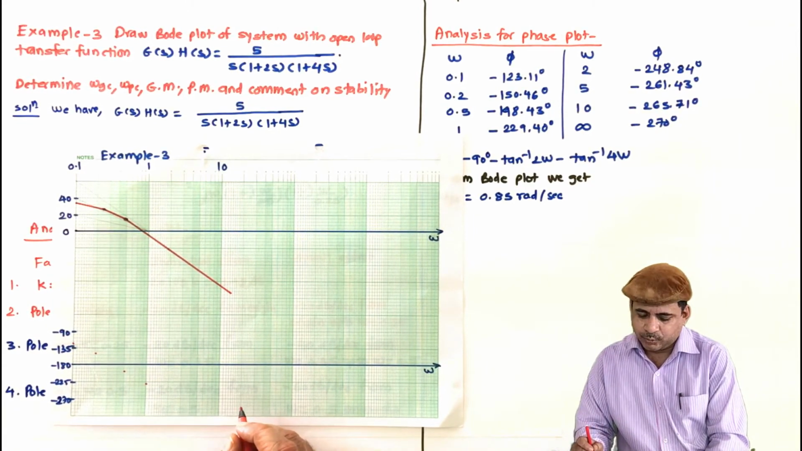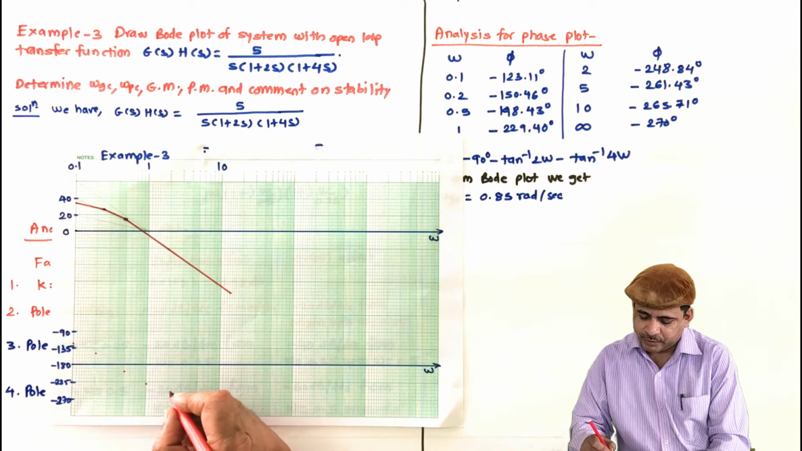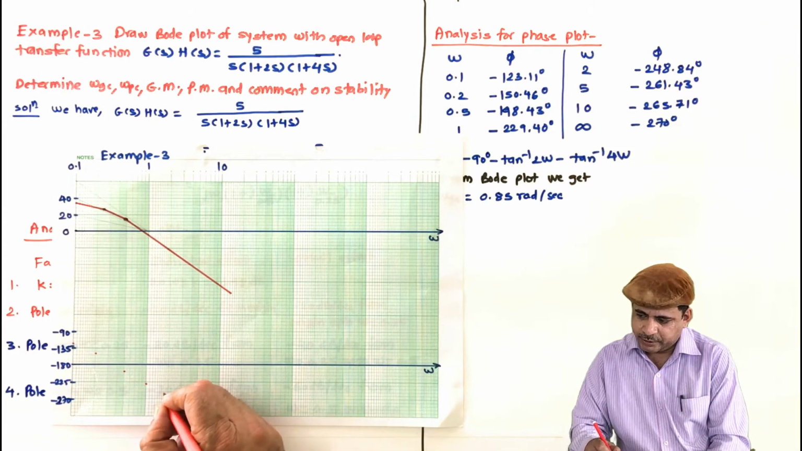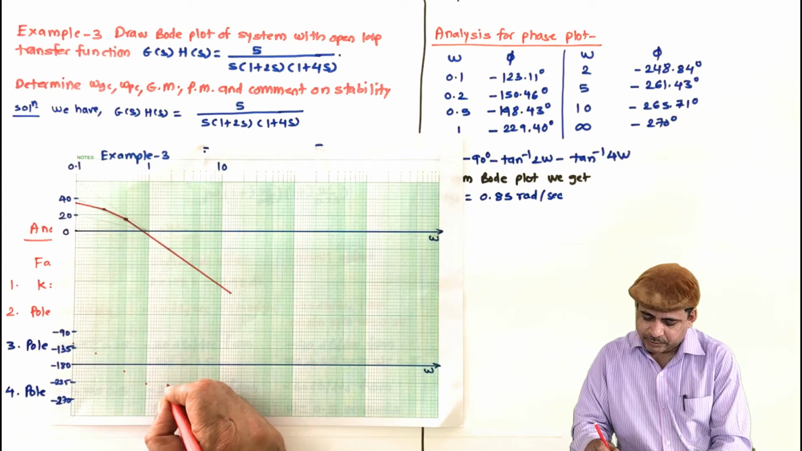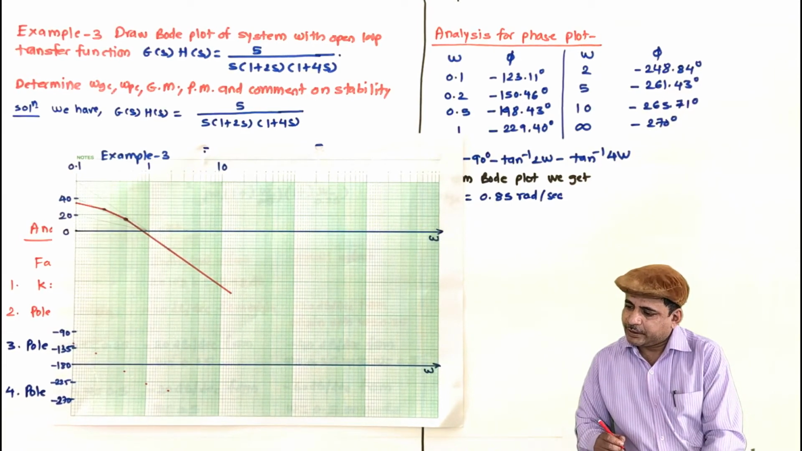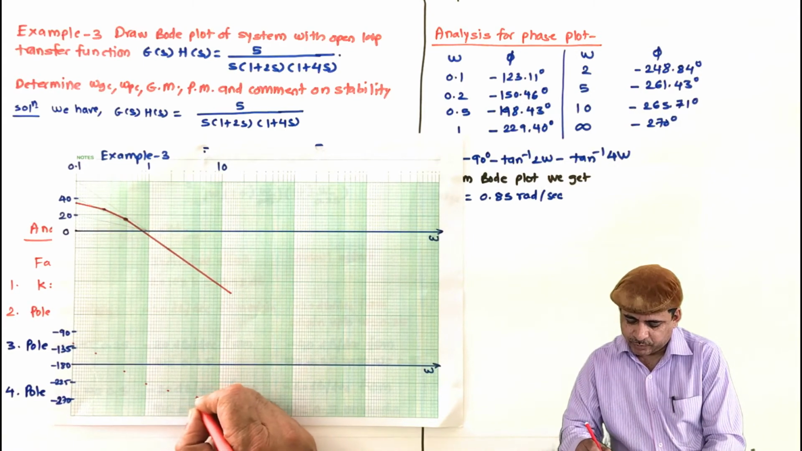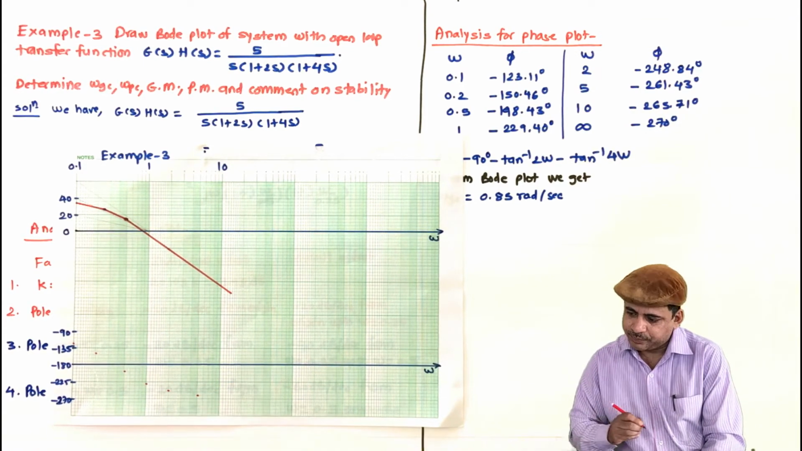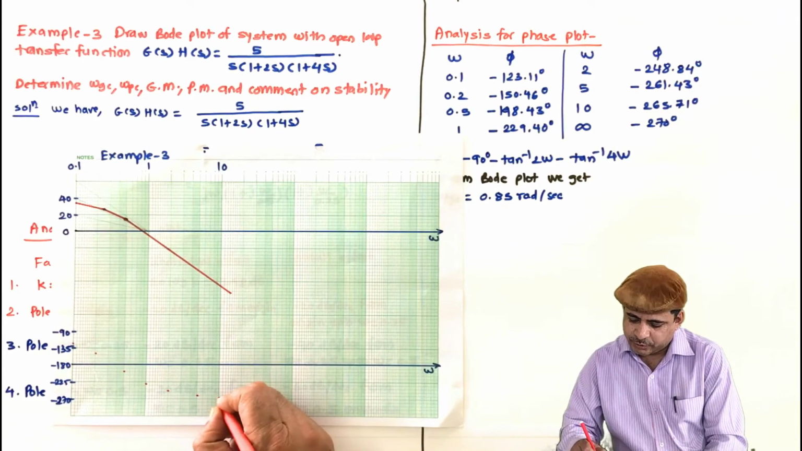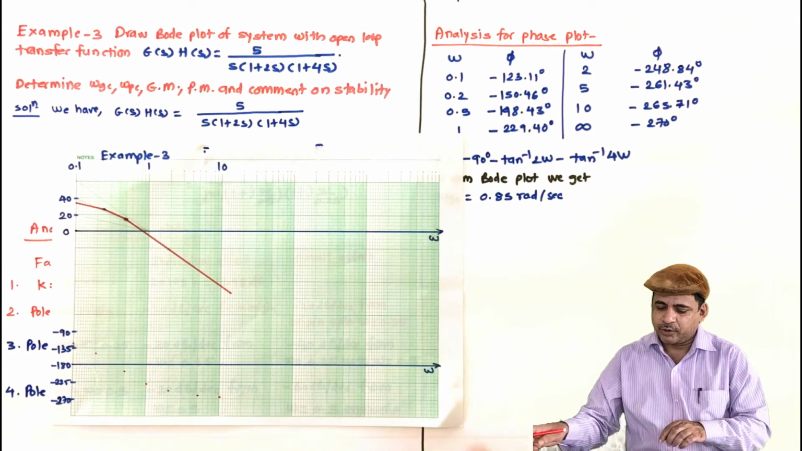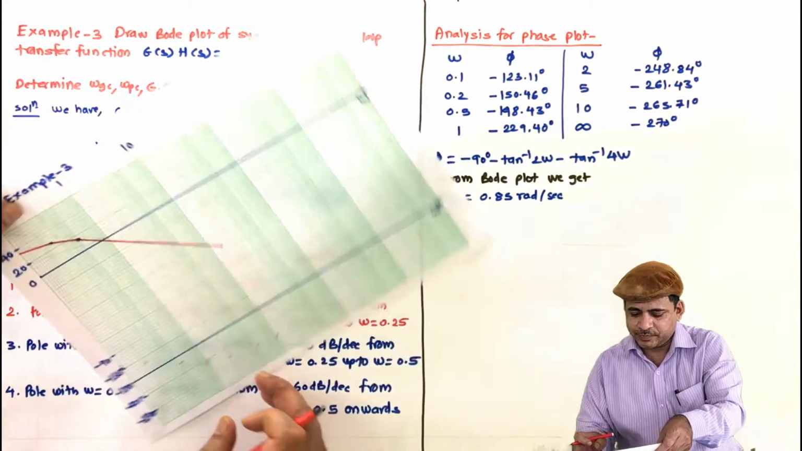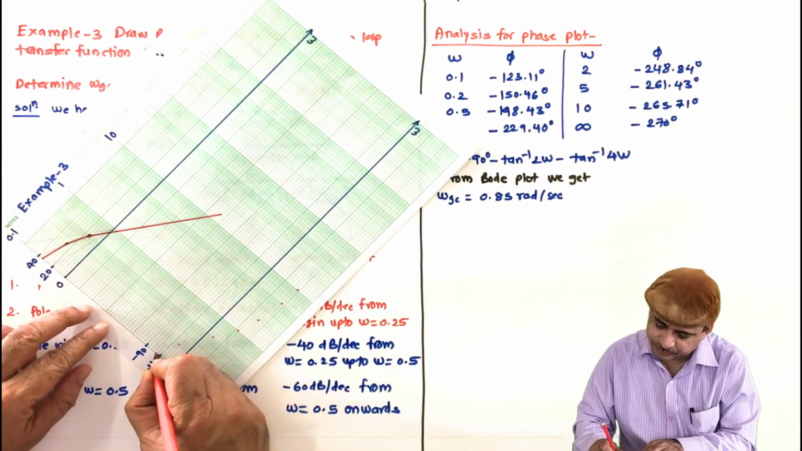Then at 2 it's 248, so 249, 24 more, here. Then at 5 it's 261, so it's 261, and at 10 it's 265. So all points are marked. Now let us join them with freehand.